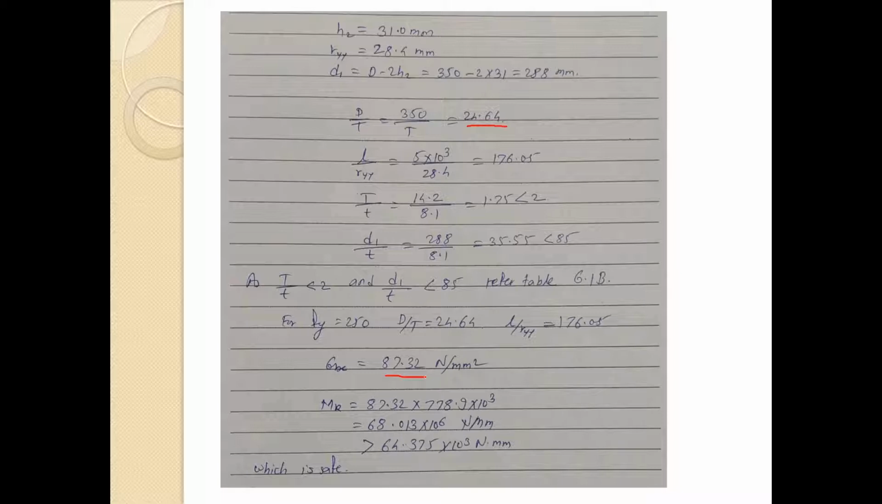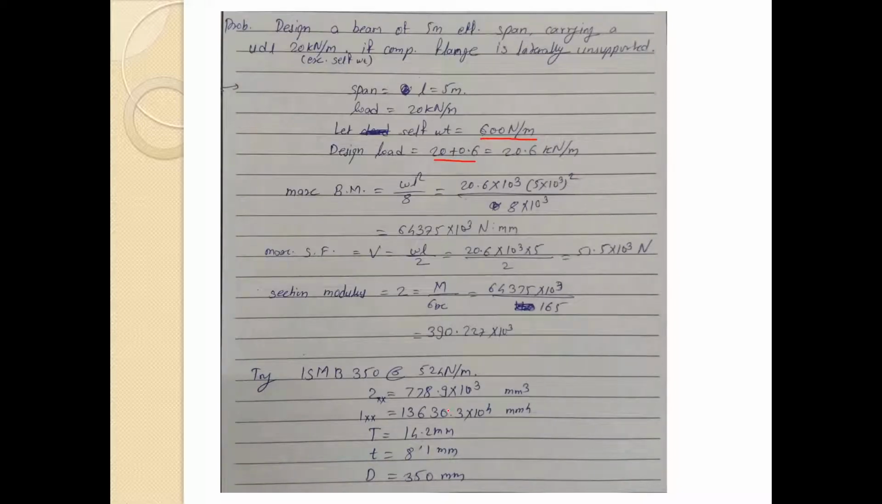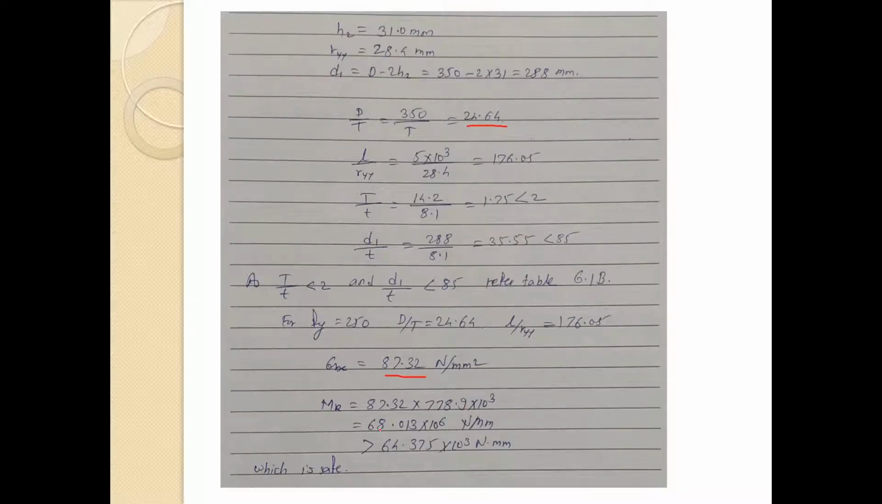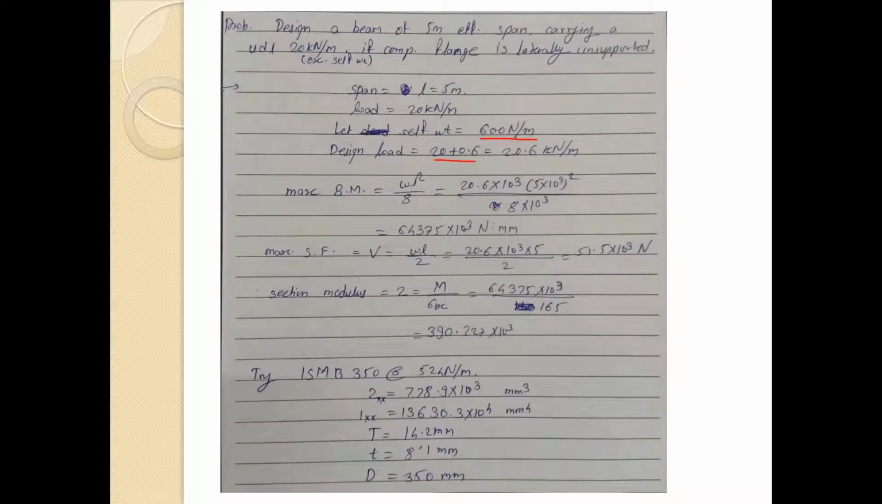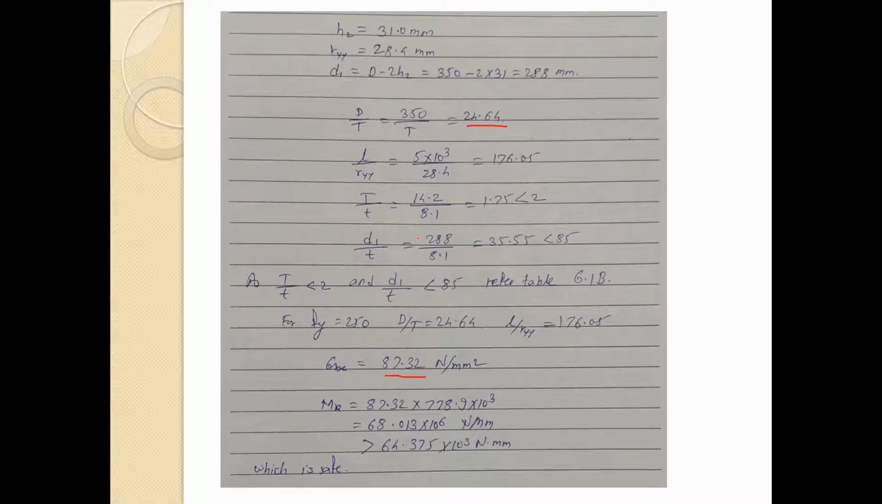So by using this sigma bc value, we are going to calculate the moment of resistance, that is sigma bc into Z. So Z is 778.9. By multiplying it, we'll get 868.013 into 10 raised to 3, which is greater than 64.375, so it is safe.